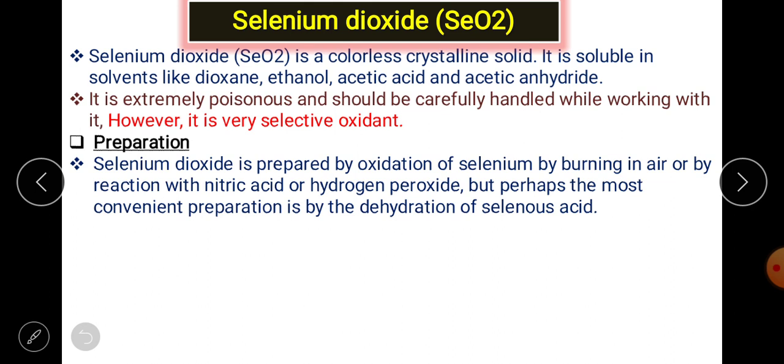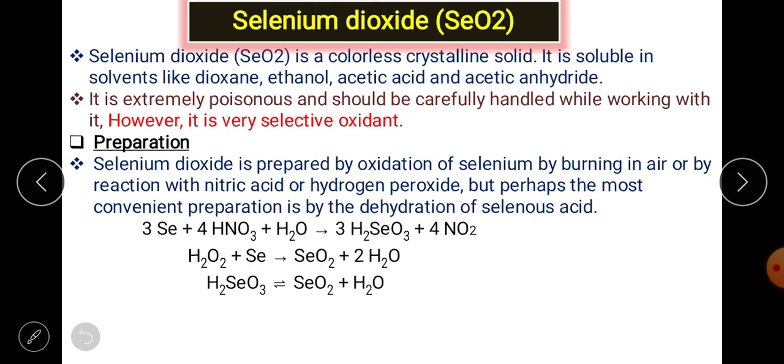But perhaps the most convenient preparation is the dehydration of selenous acid. You know that selenium can combine with oxygen to form selenium dioxide. Selenium dioxide is an acidic oxide, because non-metal oxides are generally acidic in nature, and that's why dehydration of selenous acid produces selenium dioxide.